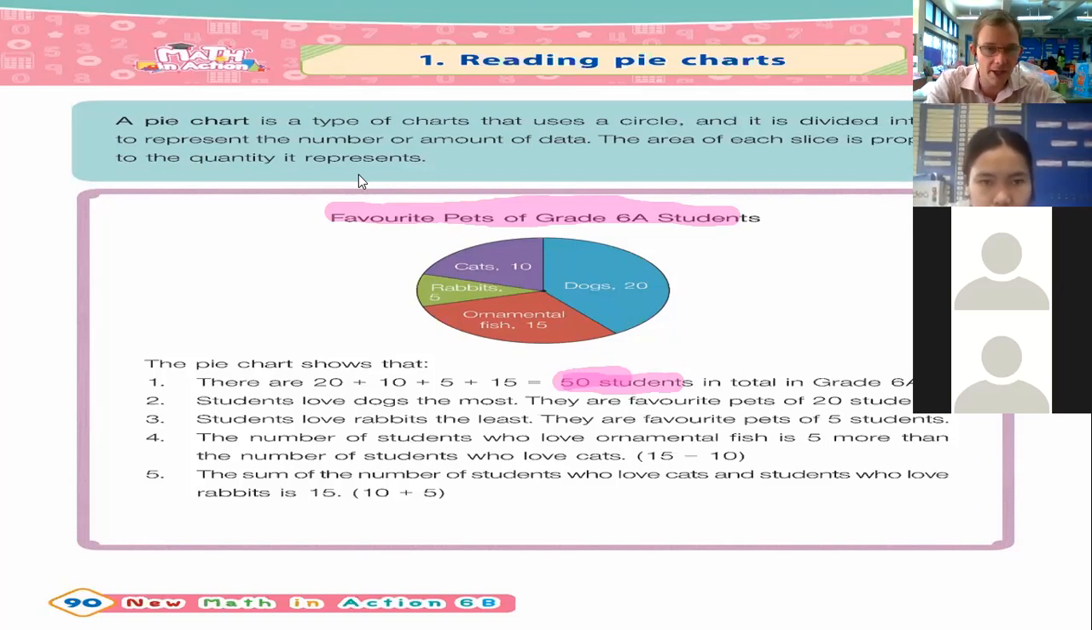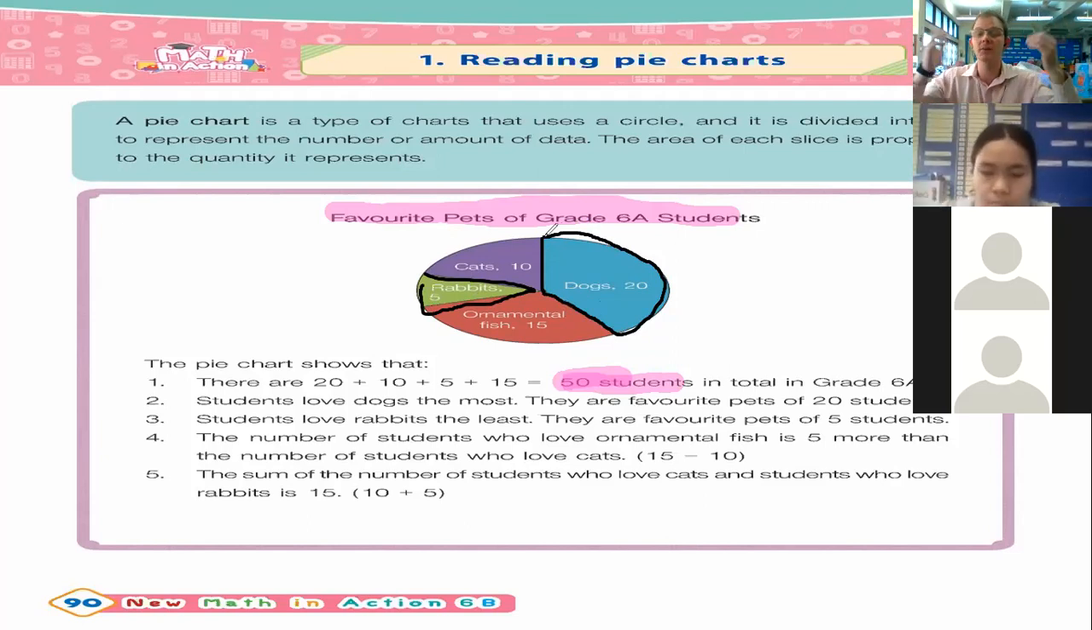So if we first compare rabbits, I'm going to grab my marker. If you first compare rabbits to dogs, we can see that dogs have a much bigger slice than rabbits. So dogs must be a higher amount than rabbits. And here we can see the rabbits, only 5 students have a rabbit as their favorite pet. But 20 students have dogs as their favorite pet.